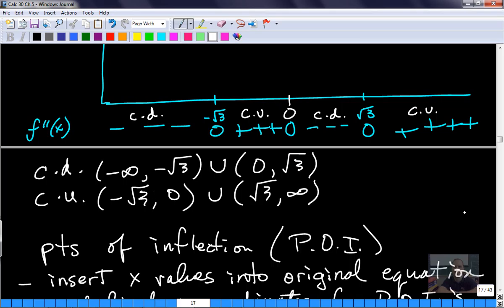Okay? So those are the sections of concavity, and you can just state them like that. Okay? Just like that, that's good. If the book does it a little bit different and you want to express it a bit different, that's fine.